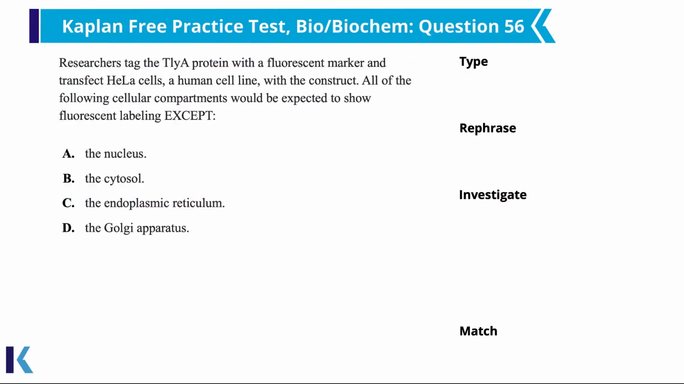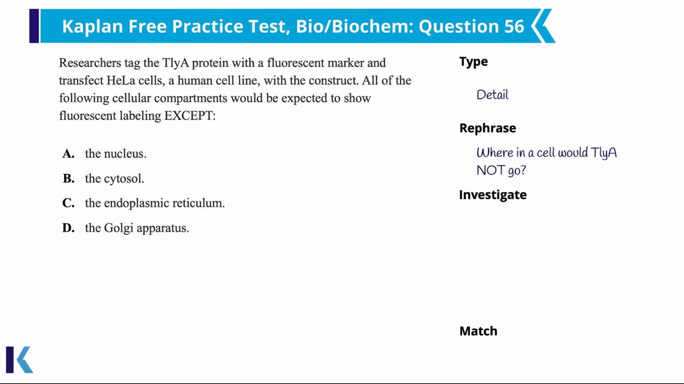When I click to question 56, I note that the answer choices are all parts of a cell. The question stem provides a new scenario not in the passage where TLYA is tagged with a fluorescent marker and put into cells. The question that follows is testing details from the passage about TLYA, asking where TLYA would not be expected to be found in a cell. And this language is something I would make a note of. I need to remember that this is an except question to avoid making a silly mistake.